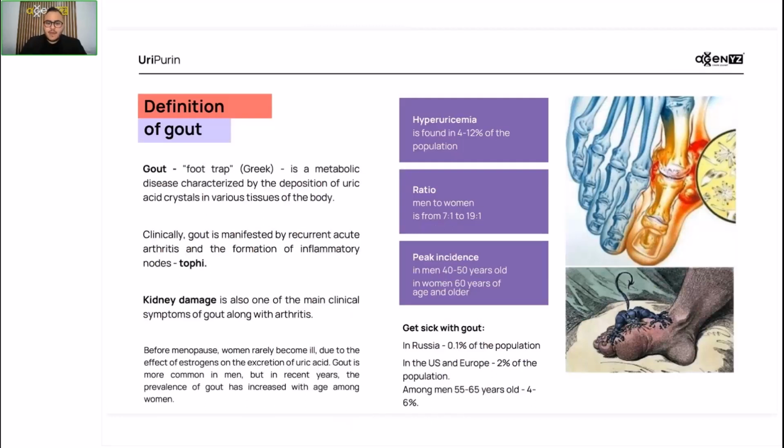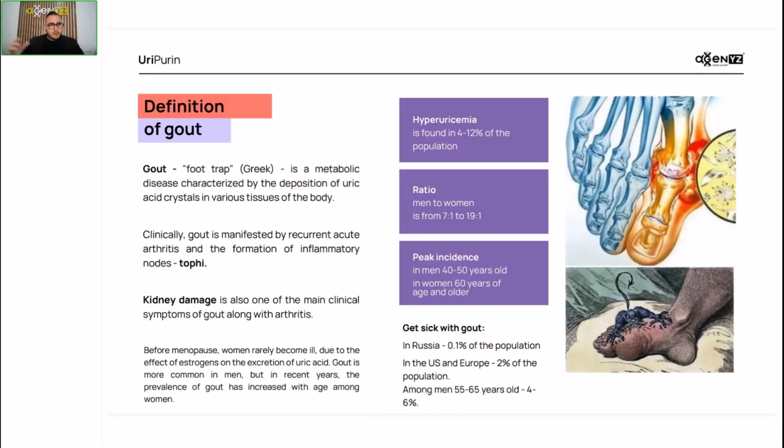Before menopause, women generally rarely become ill from this condition, due to the effect of estrogens on the excretion of uric acid. Gout is more common in men, but in recent years the prevalence of gout has increased with age among women as well. At the moment, hyperuricemia is found in 4 to 12% of the population, and the ratio of men to women is from 7:1 to 19:1. The peak incidence is seen in men between 40 and 50 years old, and in women about 60 years of age and older.